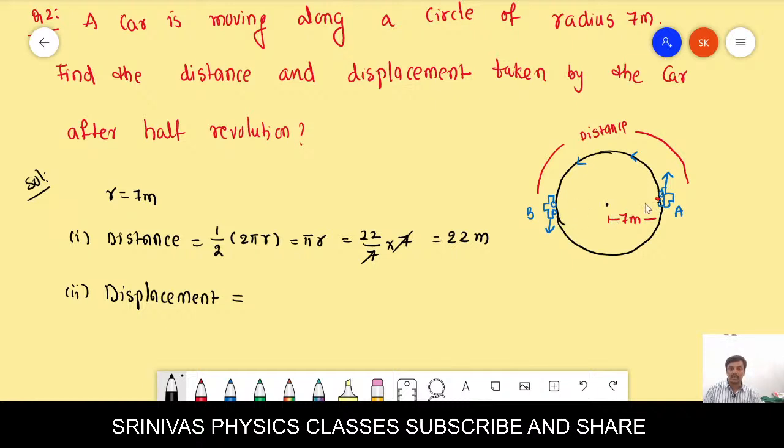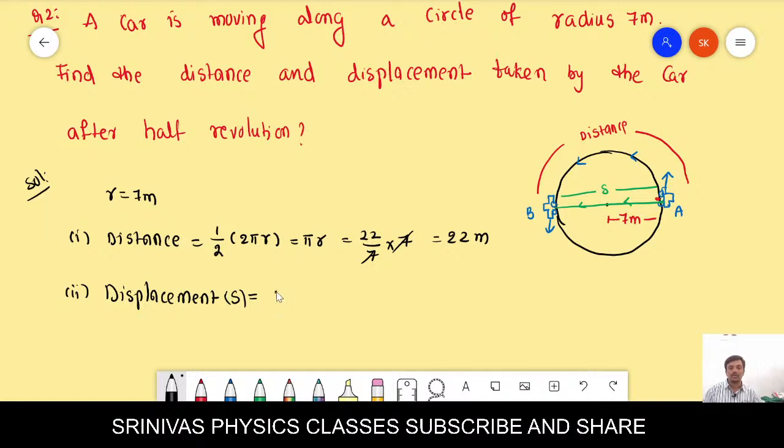To know the shortest distance, know the initial and final points. Initial point A, final point B, join them with a straight line. This is the straight line. This straight line's length is the displacement, right? Then the displacement is equal to S in the figure. That is what you will get from the figure.